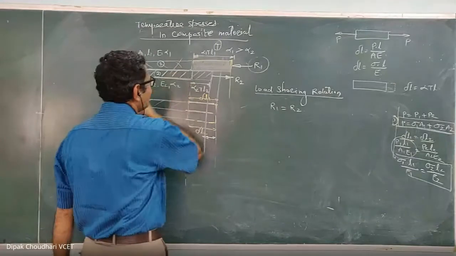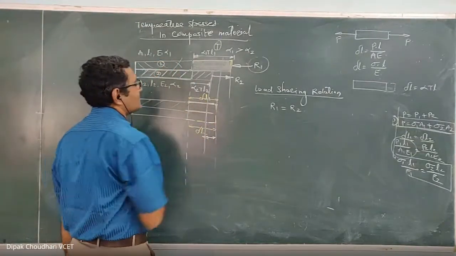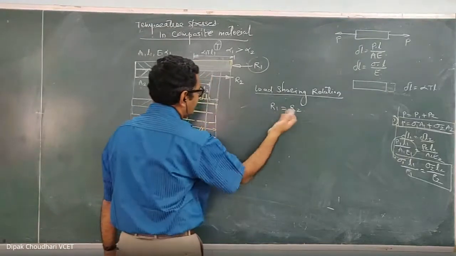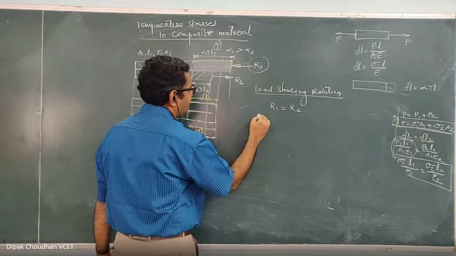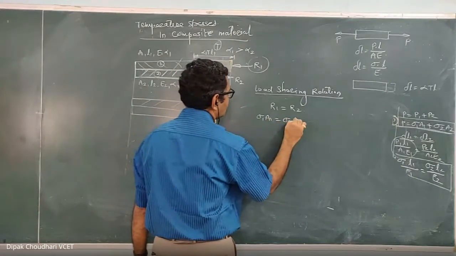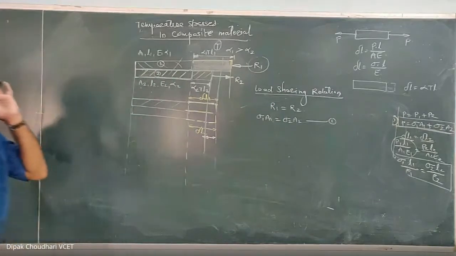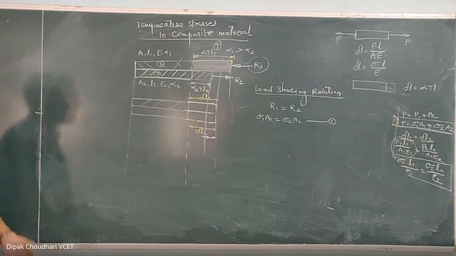So if A1 is the cross-sectional area of material 1 and A2 is the cross-sectional area of material 2, clear? Then this R1 can be written as sigma 1 A1 equal to sigma 2 A2. Say this is equation number 1 in terms of sigma 1 and sigma 2. So this becomes the load sharing relation.